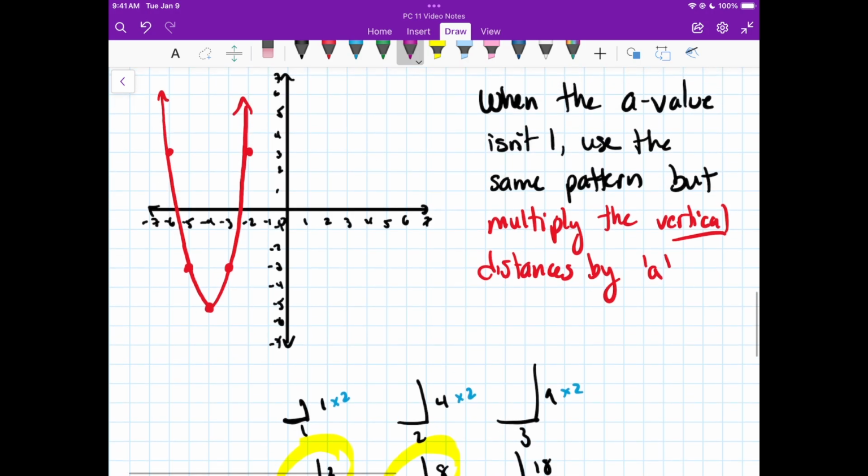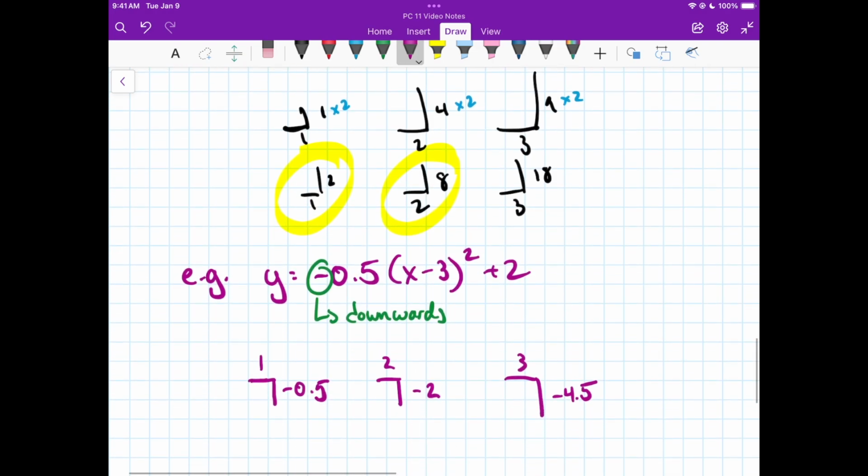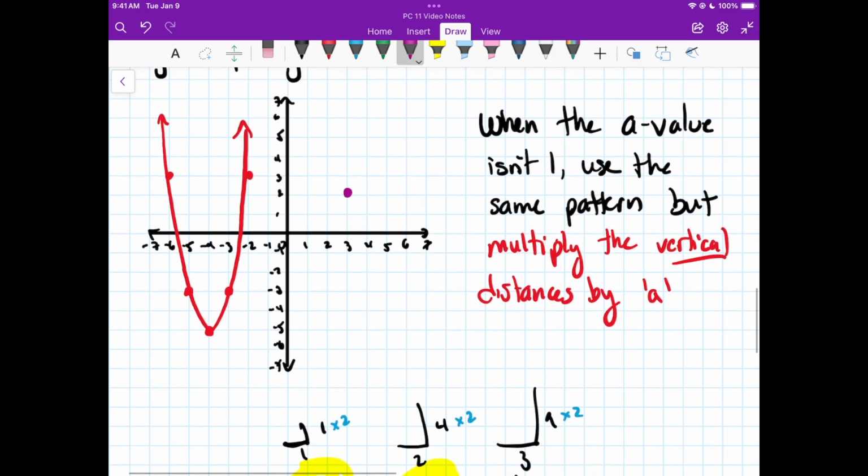I'm going to reuse the same graph here because I left myself some space. So our vertex is at 3, 2. And then using these same numbers, we're going to go over 1, down 0.5, over 2, down 2, and over 3, down 4.5. So 0.5 on each side, and then 2 on each side. And you can already see it looks pretty shallow. And then over 3, down 4.5 will put me right there and right there.